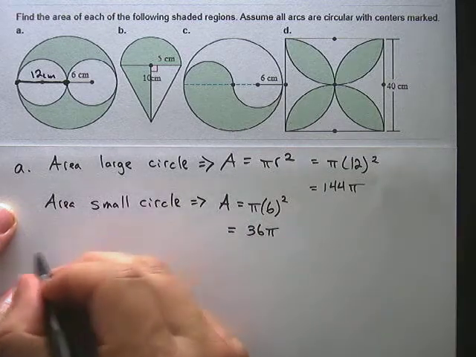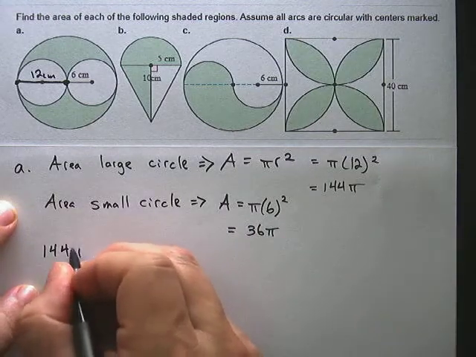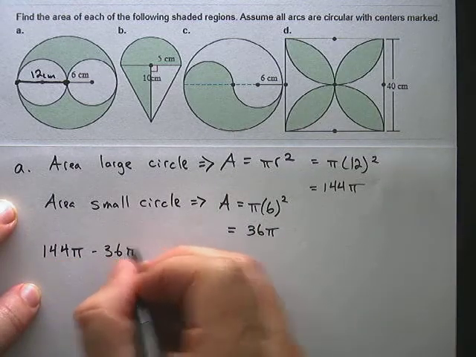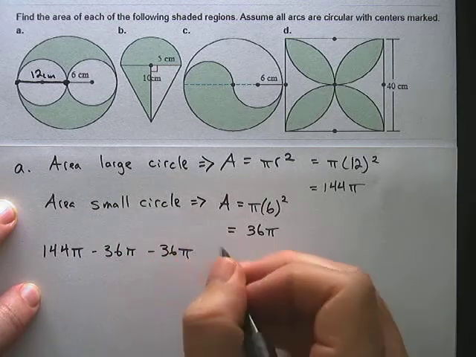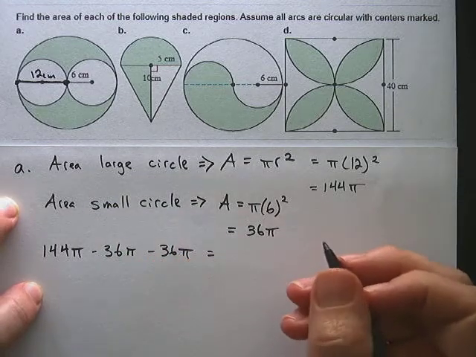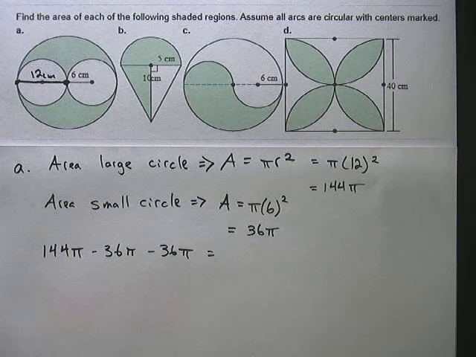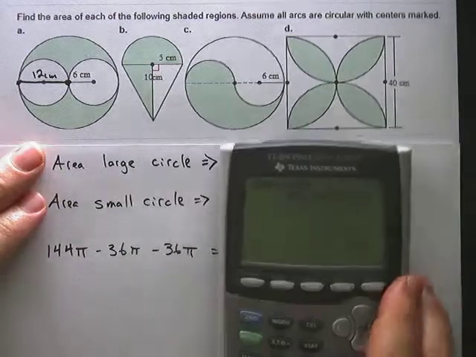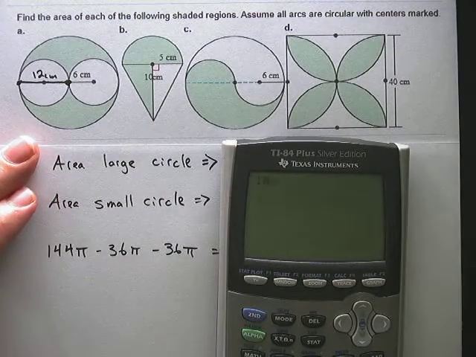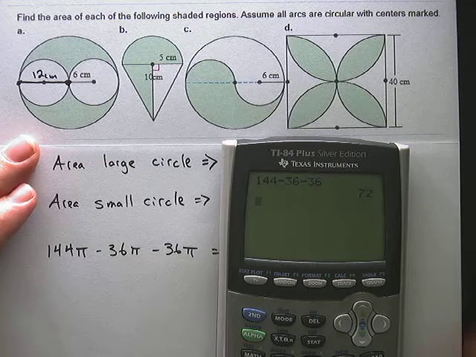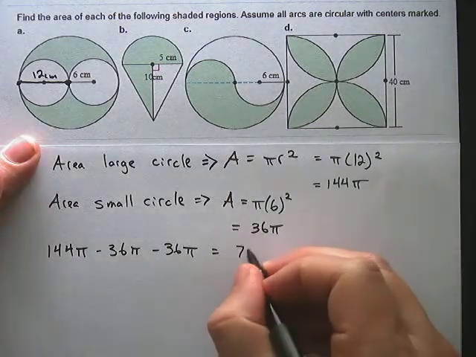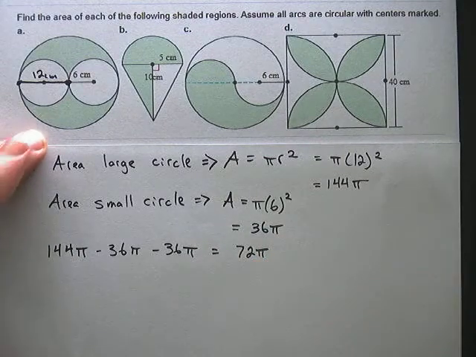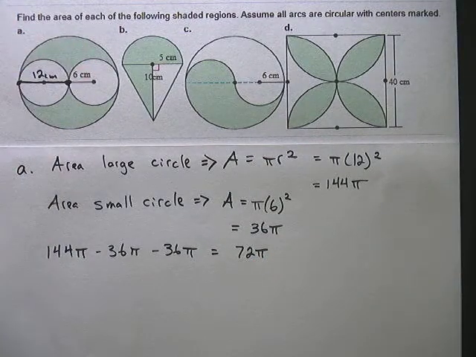So for A, we have 144 pi minus 36 pi minus 36 pi. And that is going to end up being 72 pi. Type it in your calculator here: 144, leave the pi off, minus 36 minus 36. The pi just gets carried along. So that's 72 pi is the shaded region of A.